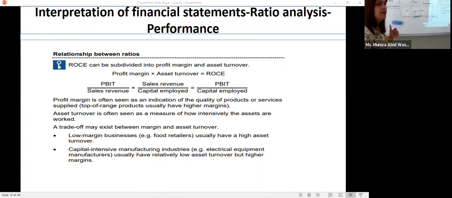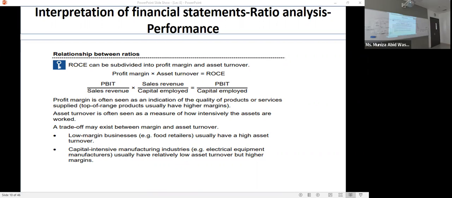Whereas asset turnover has the capacity to analyze the efficiency of the management to generate revenue: how efficient the company has been to convert its capital employed into profit. That is why they say profit margin is often seen as an indication of the quality of the products or services supplied, because the more qualitative the products are, the more revenue they can generate. And asset turnover is often seen as a measure of how intensively the assets are worked.